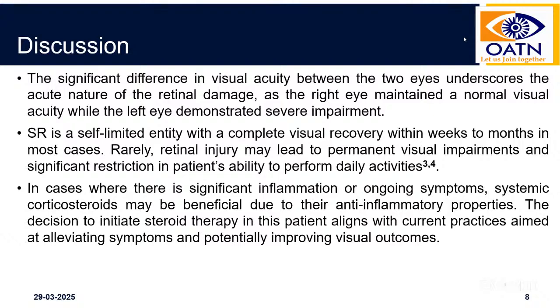SR is a self-limited entity, which can cure on its own with a complete visual recovery within weeks to months in most cases. But rarely, retinal injury may lead to permanent visual impairment and a significant restriction in the patient's ability to perform his day-to-day activities. In cases of severe inflammation or persistent symptoms, we can give a systemic corticosteroid, which can help to reduce the inflammation, relieve symptoms, and improve the vision.